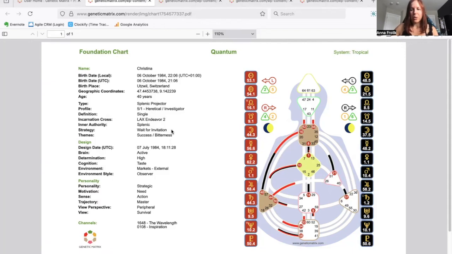The next thing I'll go into: as a projector, you are a non-energy type, which means you have an undefined sacral. You are not consistently creating your own life force energy.